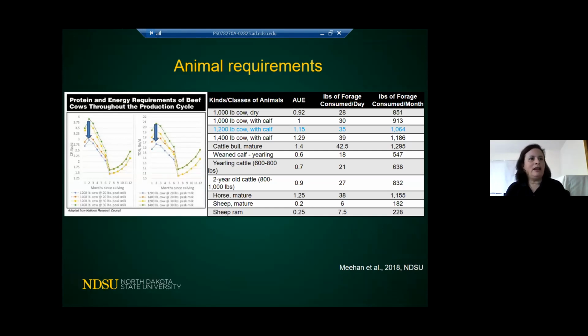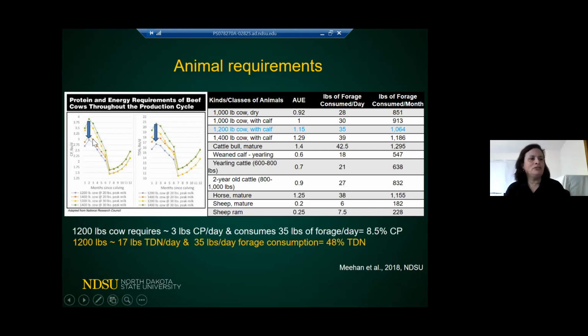And then the graphs show the protein, right? We're at about 3 pounds of crude protein per day, right? If a cow consumes 35 pounds of forage a day, it needs a forage with about 8.5% crude protein. Now for total digestible nutrients, they need 17 pounds per day, and this is all dry matter. So at 35 pounds per day consumption, you need 48% TDN in the forage, okay?